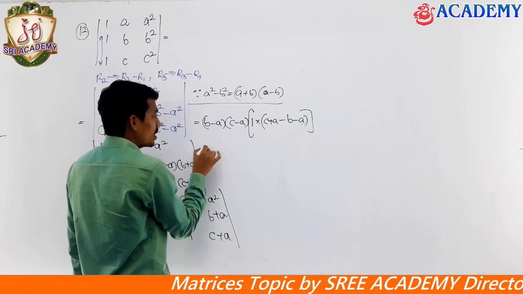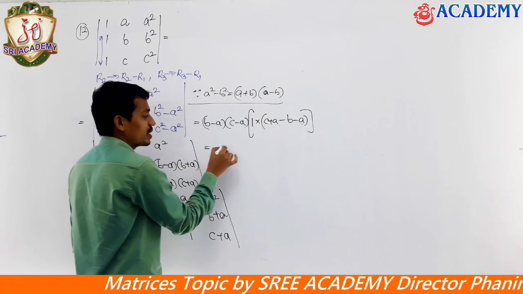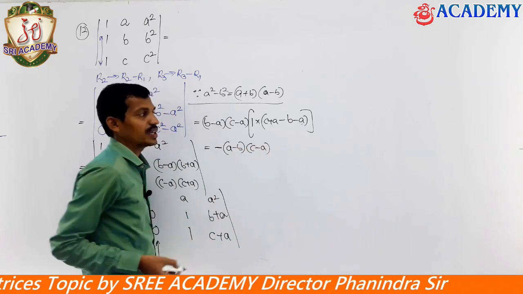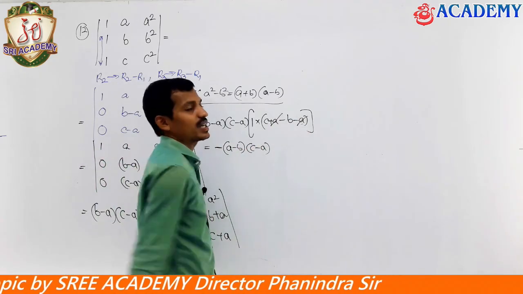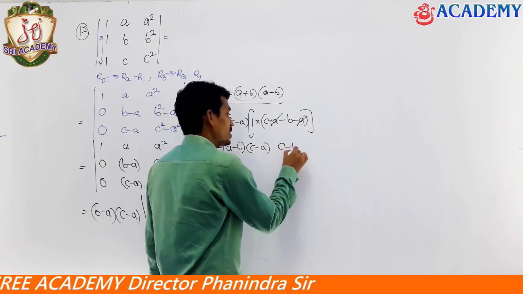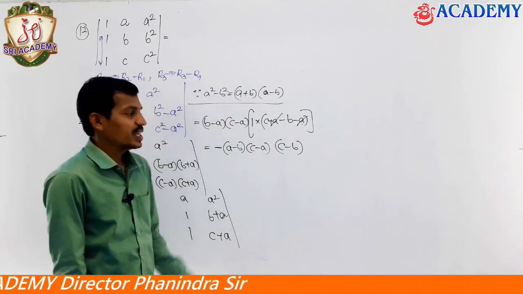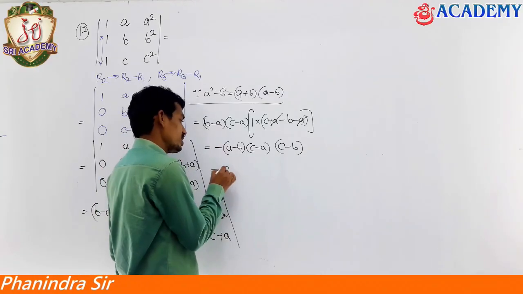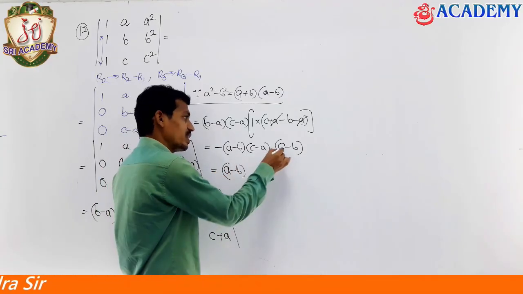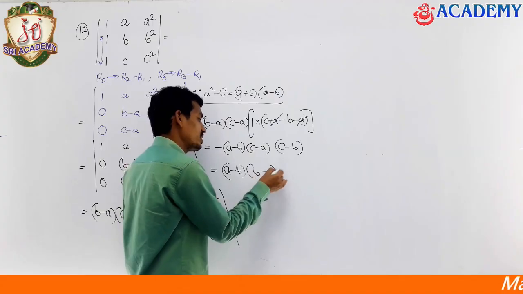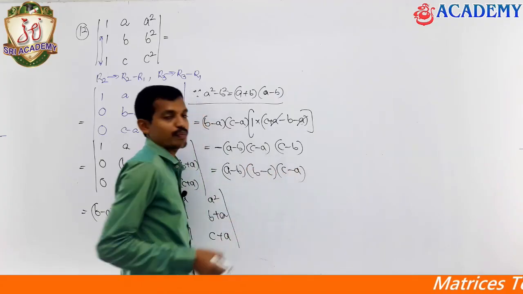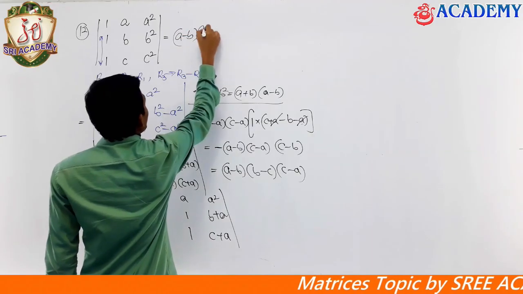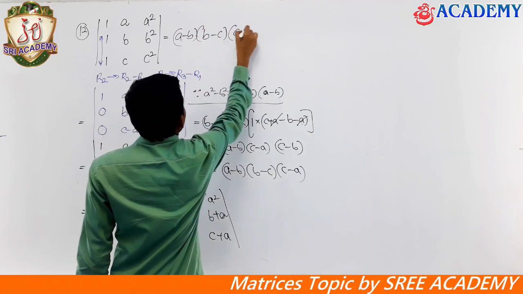Here, see what I am doing: from b minus a I am taking minus common, so a minus b, and c minus a remains. Next, plus a minus a cancel, that is going to be c minus b. If I take minus common from here, minus into minus gives plus, a minus b, next b minus c, then c minus a. This is going to be your result: a minus b into b minus c into c minus a.